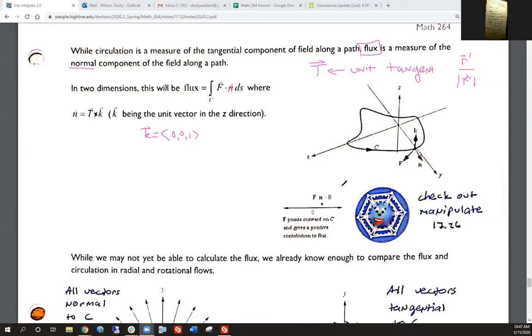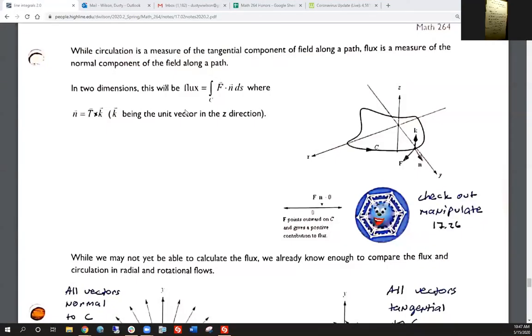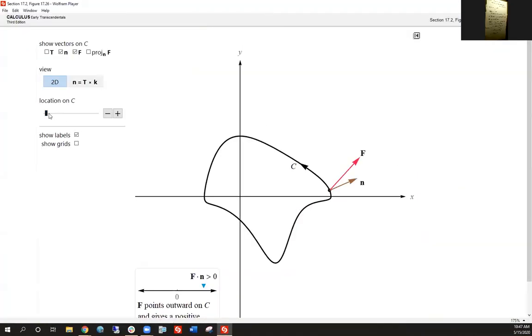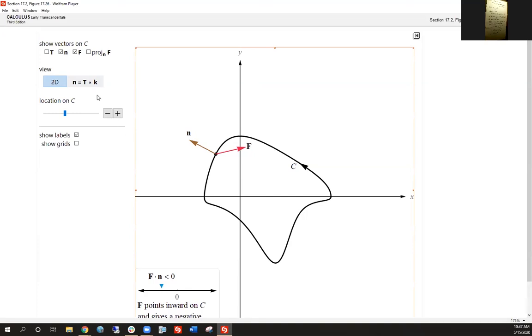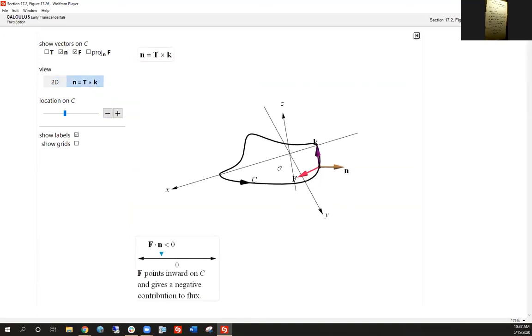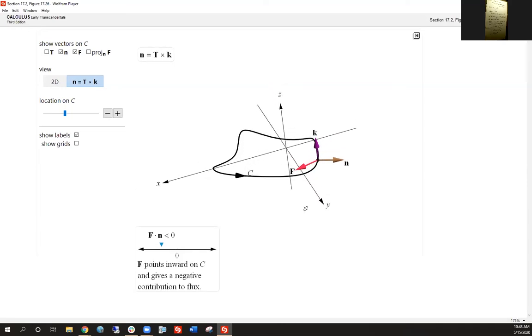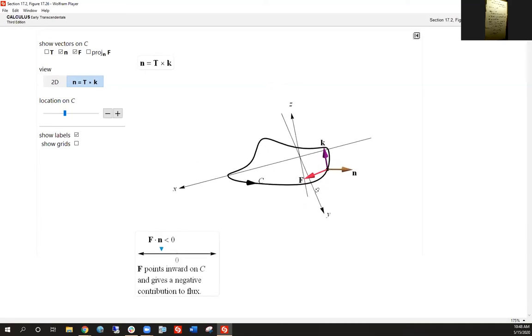Let me show the manipulate so you can see what's going on here. In 2D, it's kind of hard to see, but in 3D, I think it's a little bit easier to see that the entire curve, like the path, lives on the XY plane. And so the K vector is standing up from the XY plane.